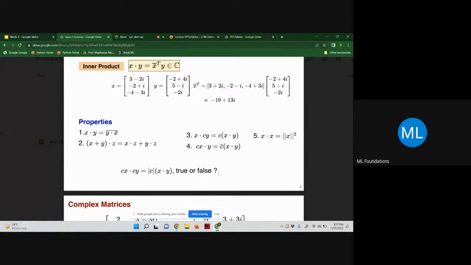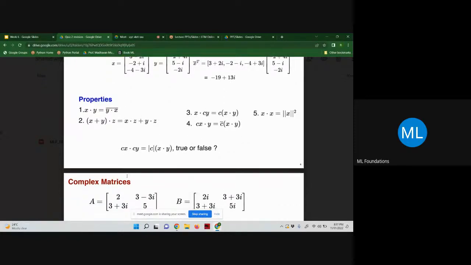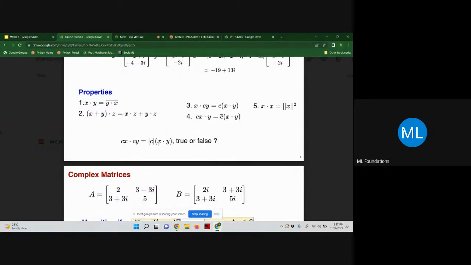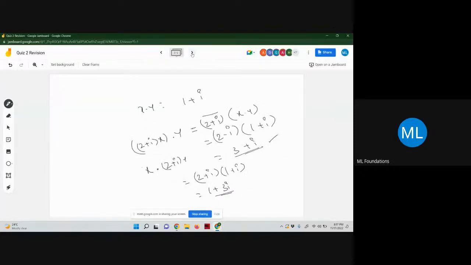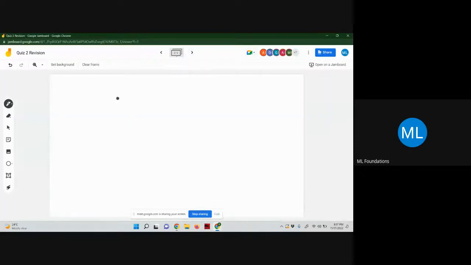But then, okay, this one. You could see here the cx dot cy, right? It's going to be equal to mod c of x dot y. Is this true or not? Can someone tell me? Yeah, true. Is that true? I don't think so. Let me tell you. It's mod square also. It's going to be mod c whole square of x dot y.